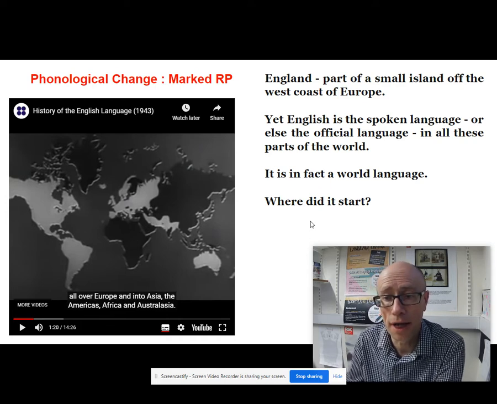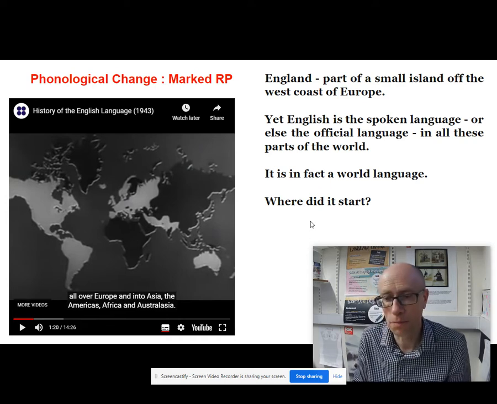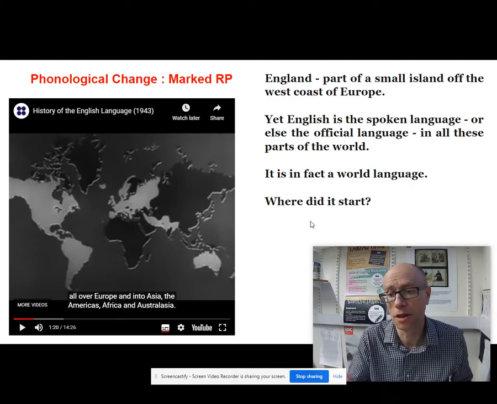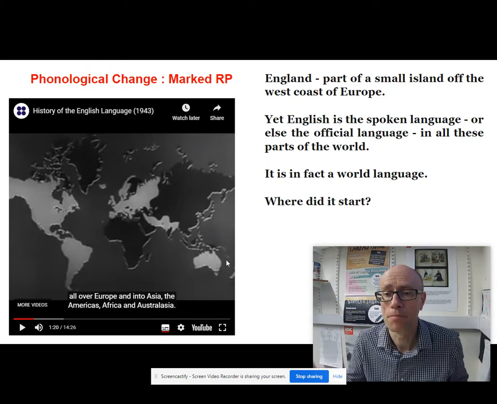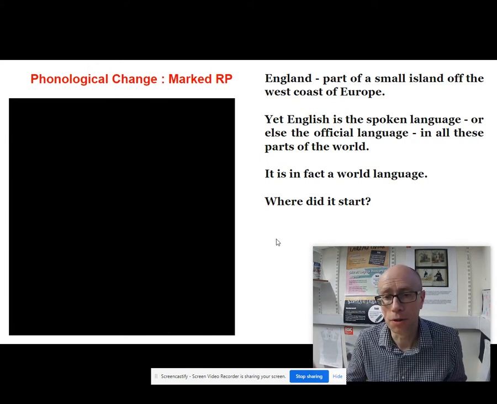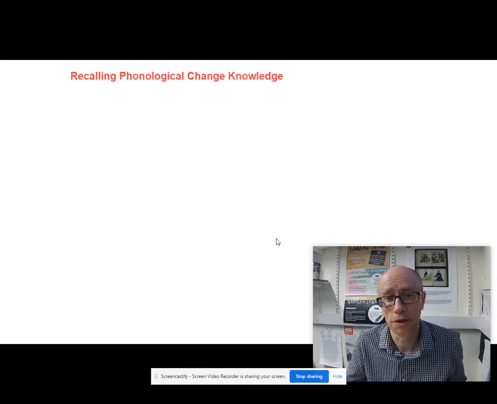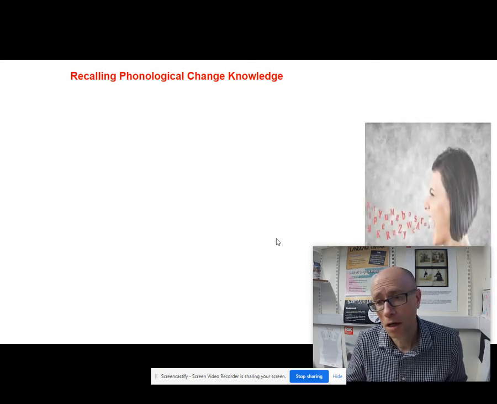really when you use marked RP now, it's only very used to parody and to mock, and it's very difficult to actually use a marked RP accent in a way that is to be taken seriously. Okay, so it's a good demonstration of how phonology has changed.